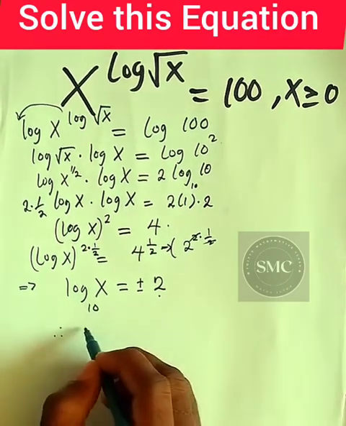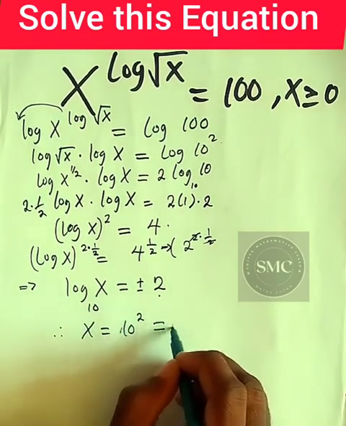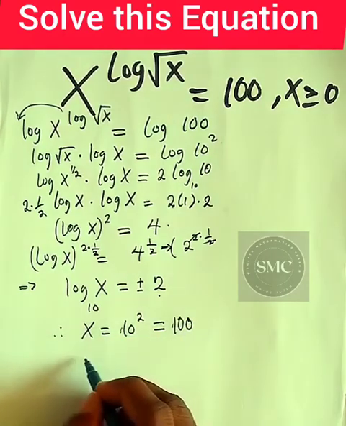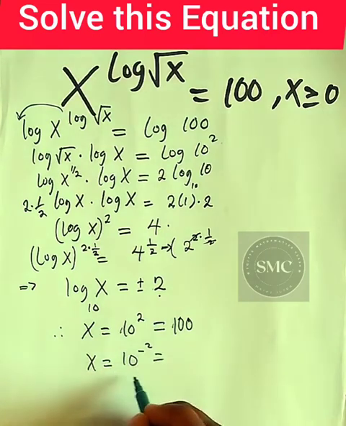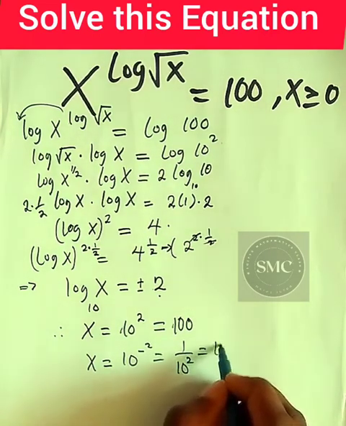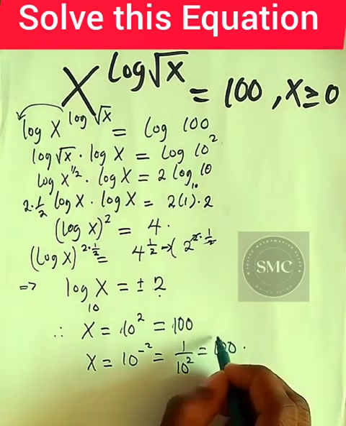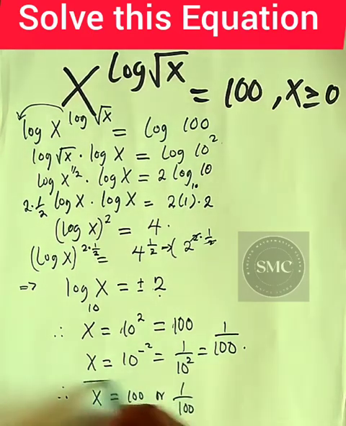So x can be 10 to the power 2, which is equal to 100. Also x can be 10 to the power minus 2, which is equal to 1 over 10 raised to the power 2, which is 1 over 100, which is 1/100. Are you getting it now? So we have the two possible solutions of this equation: x equals 100 or 1/100.